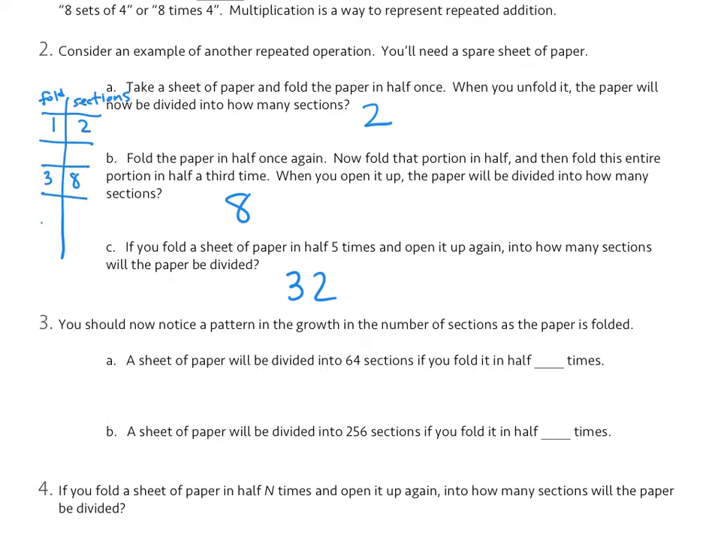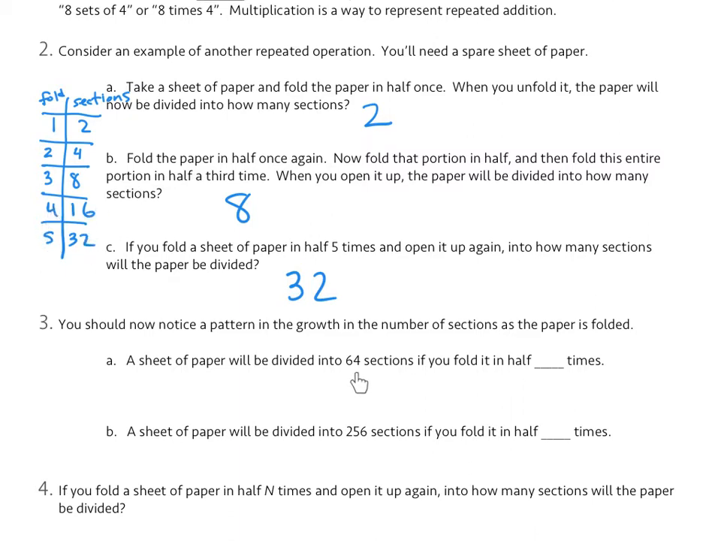If I had 5 folds, there were 32 sections. Well, you might realize, or you may not, but I'll go ahead and show you that if there were 2 folds, there would be 4 sections. Going from 2 to 4 is doubling, from 4 to 8 is doubling. So if there were 4 folds, then we would have 8 times 2, or 16 sections. And we see now, if we continue that pattern, 16 times 2 is 32, so 5 folds makes 32 sections.